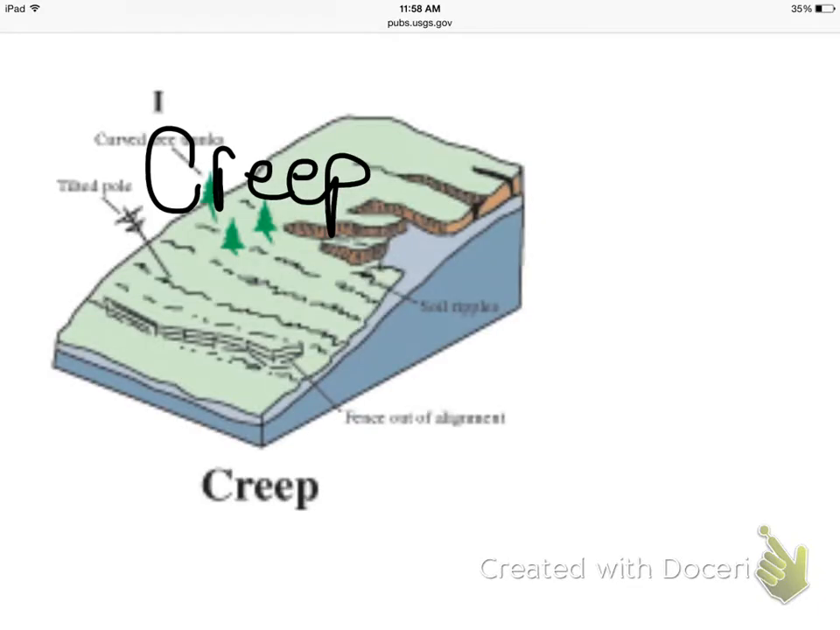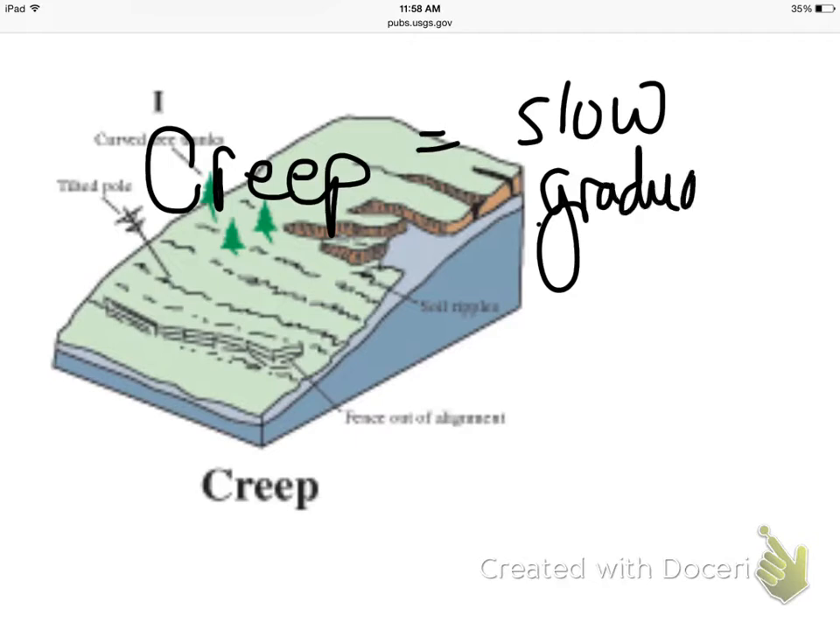Okay, our last type of mass movement is not rapid. It's the opposite of rapid. It's called a creep. I know it's a funny name. And a creep is when you have a slow, gradual movement of land down slope.